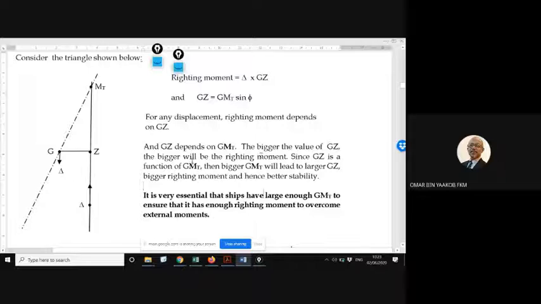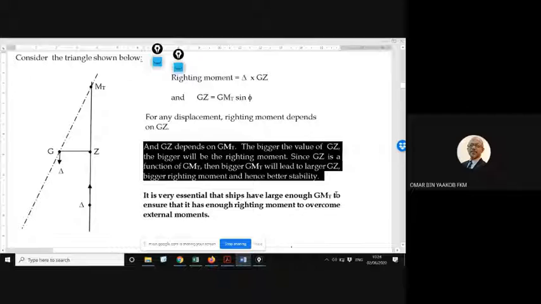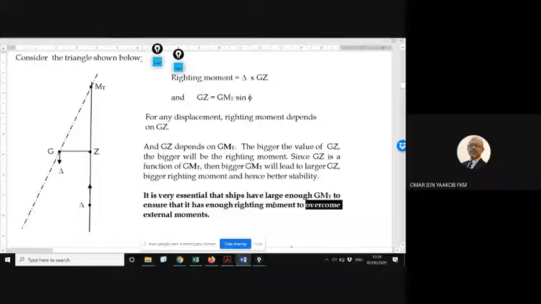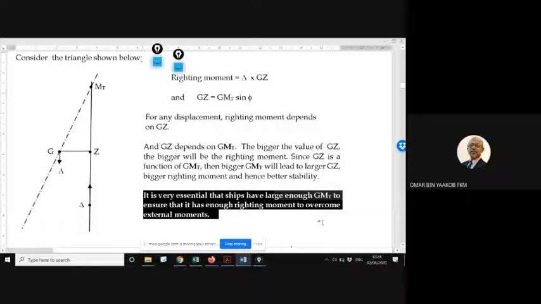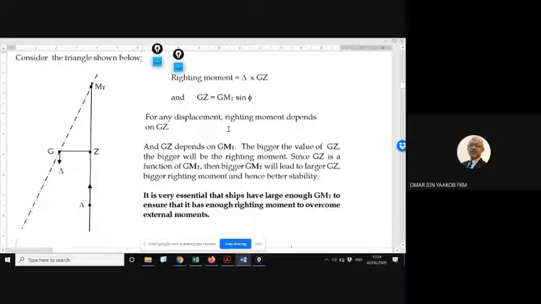And since GZ is a function of GMT, the bigger GMT will lead to larger GZ, bigger righting moment, and hence better stability. So it is very essential, as a naval architect, you must make sure that your ship will have large enough GM to ensure that it has enough righting moment to overcome external moment. Any external moment that comes must be countered by this righting moment. The righting moment depends on GZ, and GZ depends on GMT. So if you have zero GMT, then you have zero GZ, there's no counteracting moment. If GMT is negative, then you have negative GZ, a negative righting moment, and because of that, it will capsize the ship. This is a very important part of the lesson that we learned here.